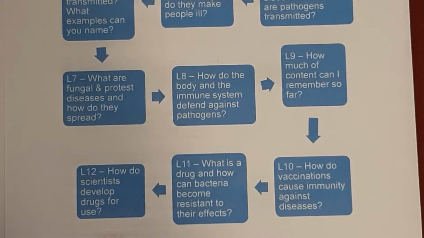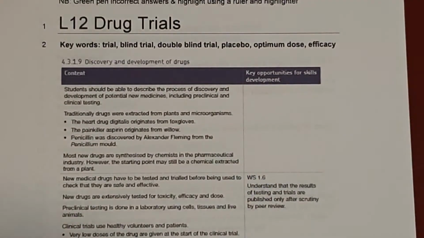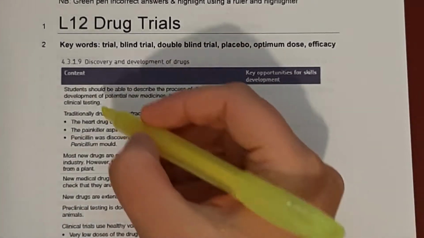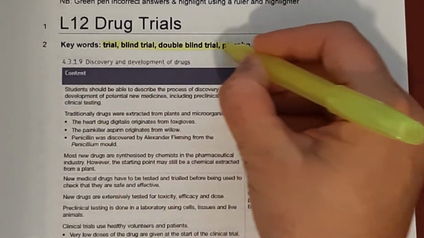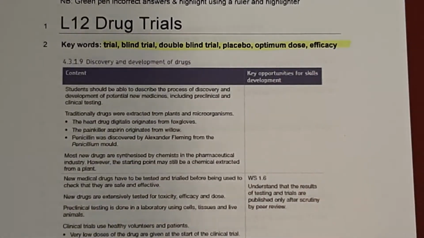How do scientists develop drugs for use? So today's lesson 12 is drug trials, and our keywords today are trial, blind trial, double-blind trial, placebo, optimum dose and efficacy.